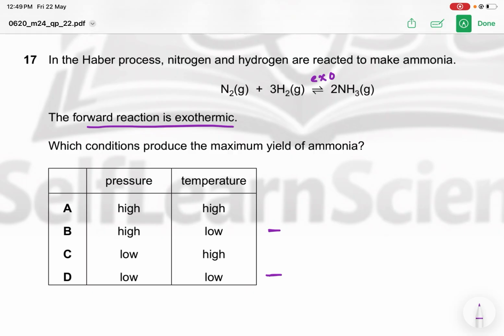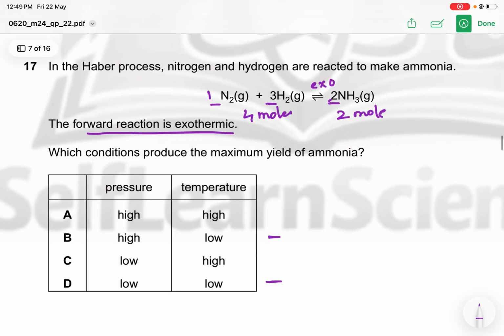Now in case of pressure, I have 3 moles of hydrogen and 1 mole of nitrogen. In total it is 4 moles on the reactant side, and only 2 moles of product on the right hand side. For my maximum yield I want my equilibrium to shift towards the right hand side, towards the product side. So I will have to increase my pressure. Whenever we increase the pressure, equilibrium shifts to the side with fewer moles. So pressure should be high here, and that's only B.